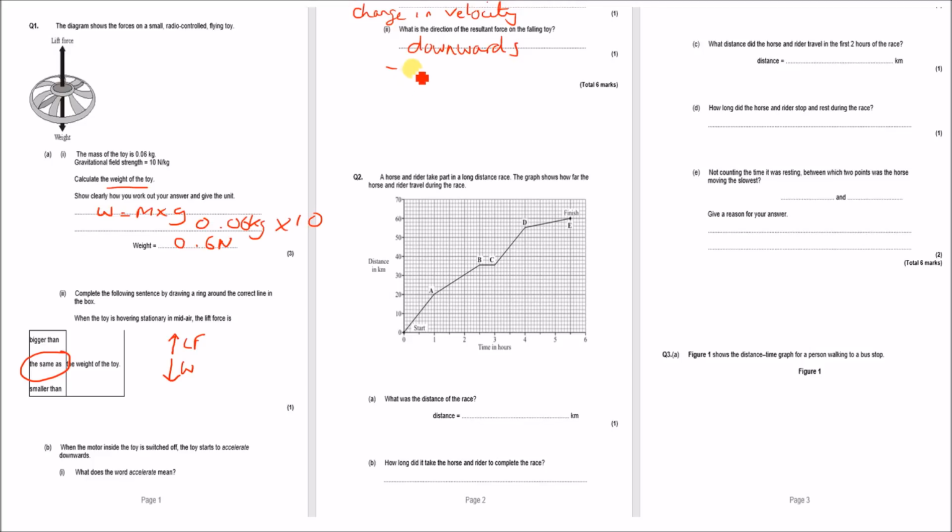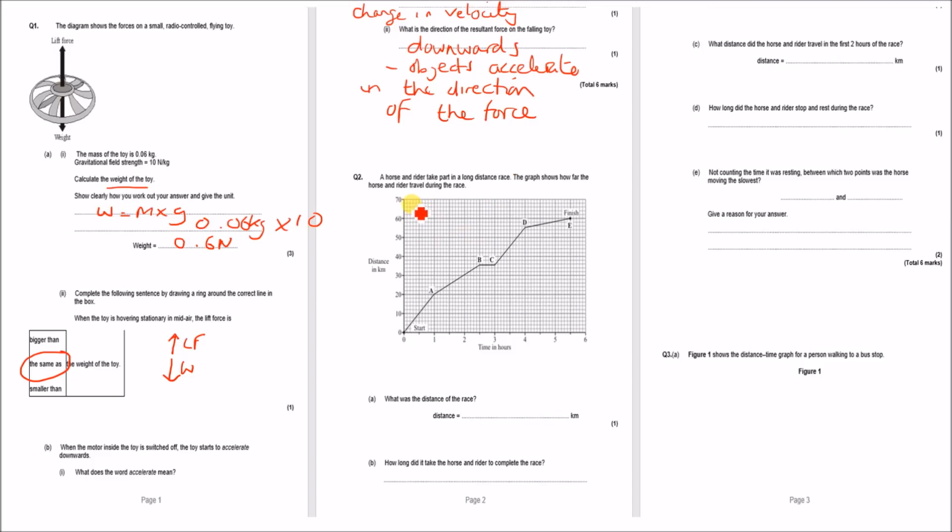Okay, remember, objects always accelerate in the direction of the force. So if it's accelerating downwards, the resultant force must be downwards.